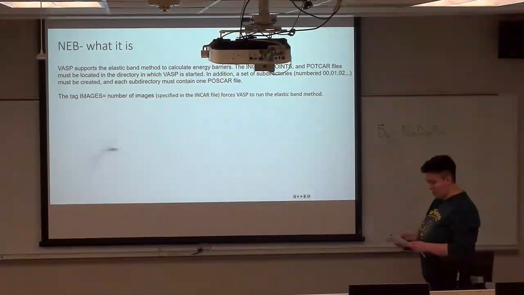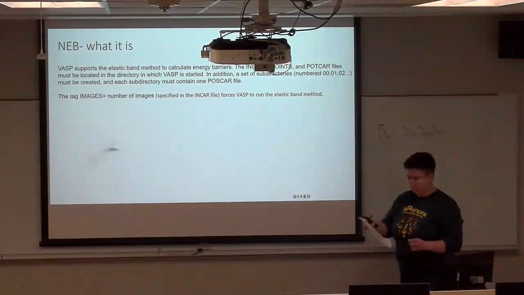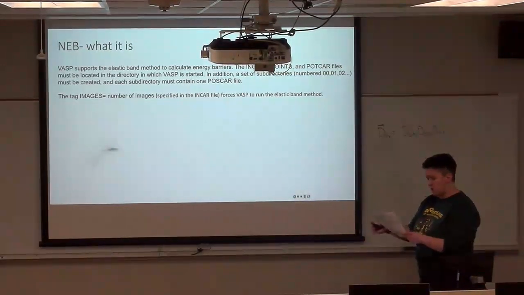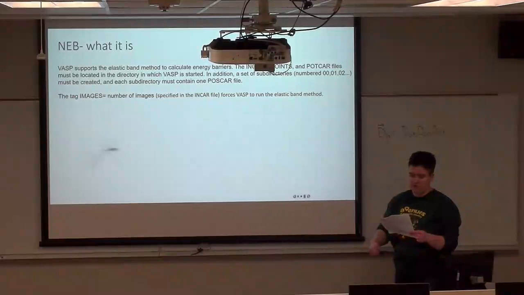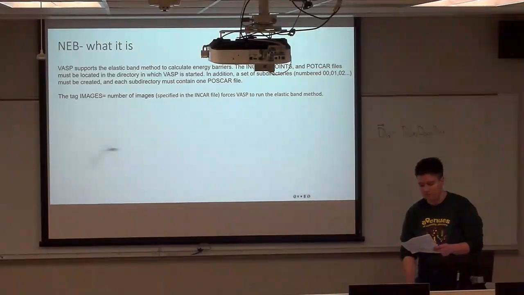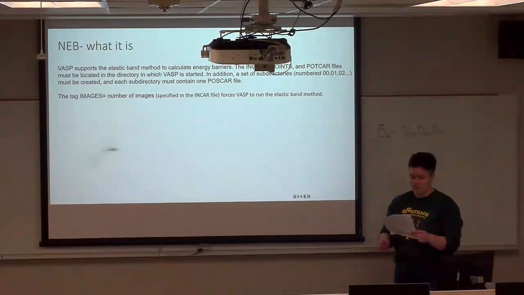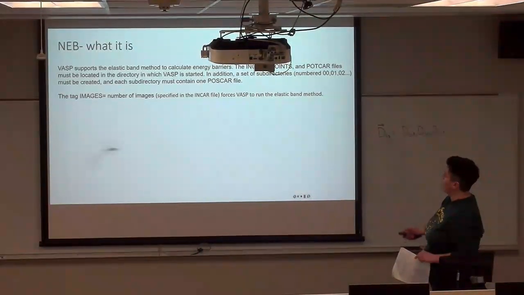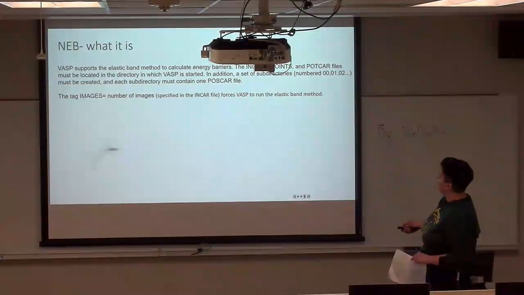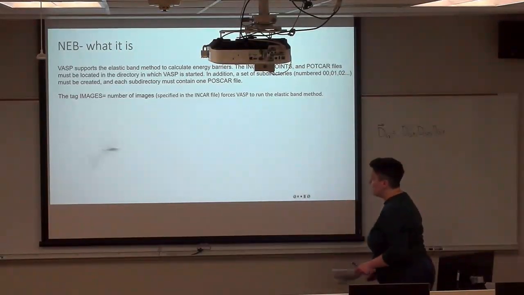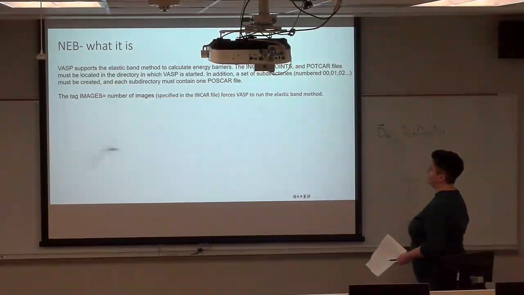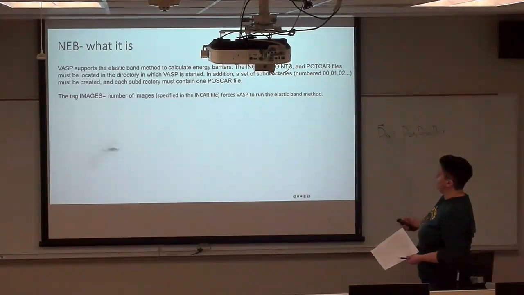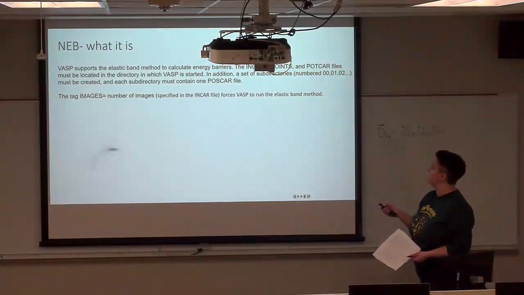And now we'll talk quickly about the NEB. So the nudged elastic band theory is simply a method to find saddle or minimum energy paths between the reactants and the products in this case. And VASP supports this method. You could make subdirectories, and it must be created in the directory. You have one POSCAR file, and the IMAGES tag, or the number of images used, specified in INCAR forces VASP to run the elastic band method.